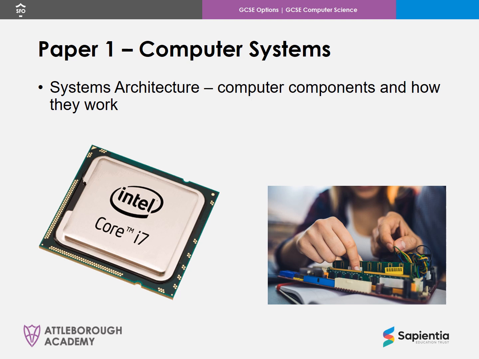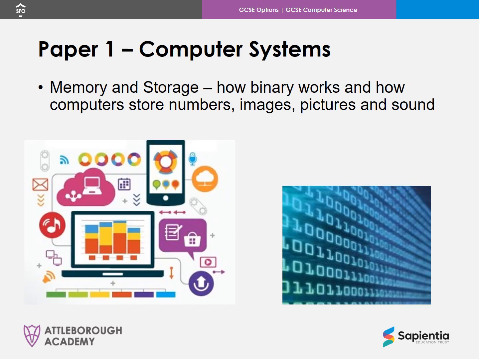So in paper 1, we look at systems architecture. These are the computer components of a computer system and how they work. In our first lesson, we will actually build a computer system to see how all of those components connect with each other, and we'll then look further in detail as to how they operate. We then look at memory and storage, how storage devices and how memory devices have developed over the years, and how to represent different pieces of data, such as numbers, images and pictures and sound, in computer code called binary.